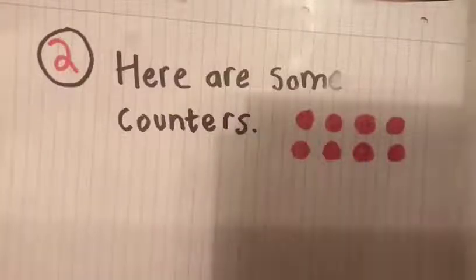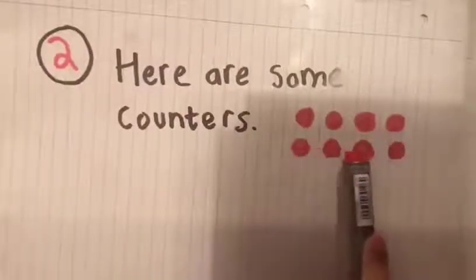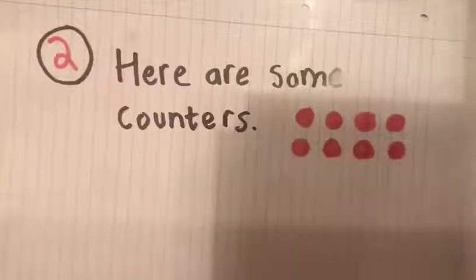So we are going to have a look today at how we can make equal groups using grouping. So I'm going to help you with question 2. Question 2 reads, here are some counters. And I have 1, 2, 3, 4, 5, 6, 7, 8 counters. The first part of question 2 asks us to circle groups of 2.